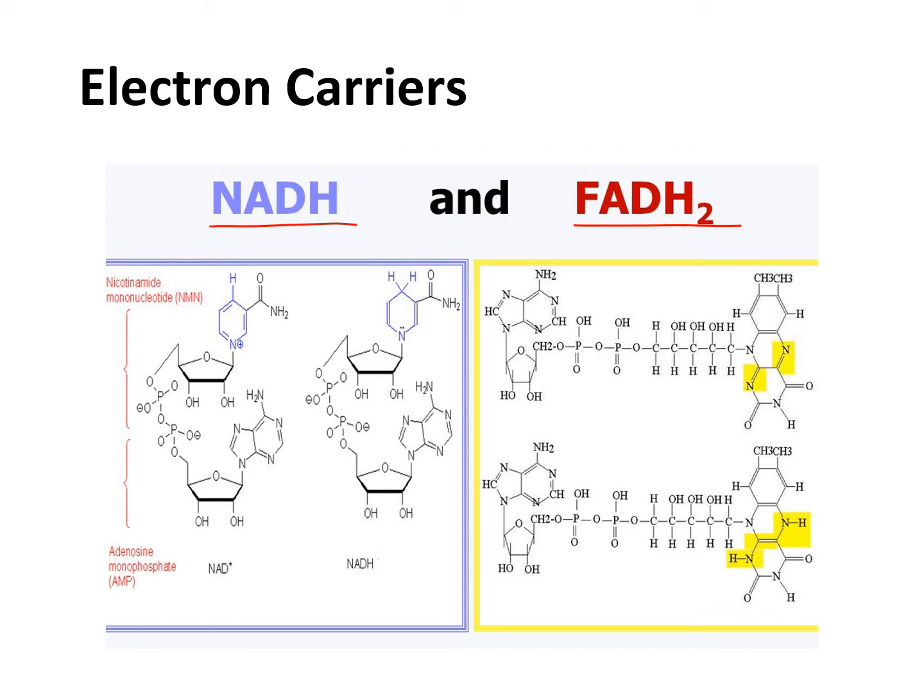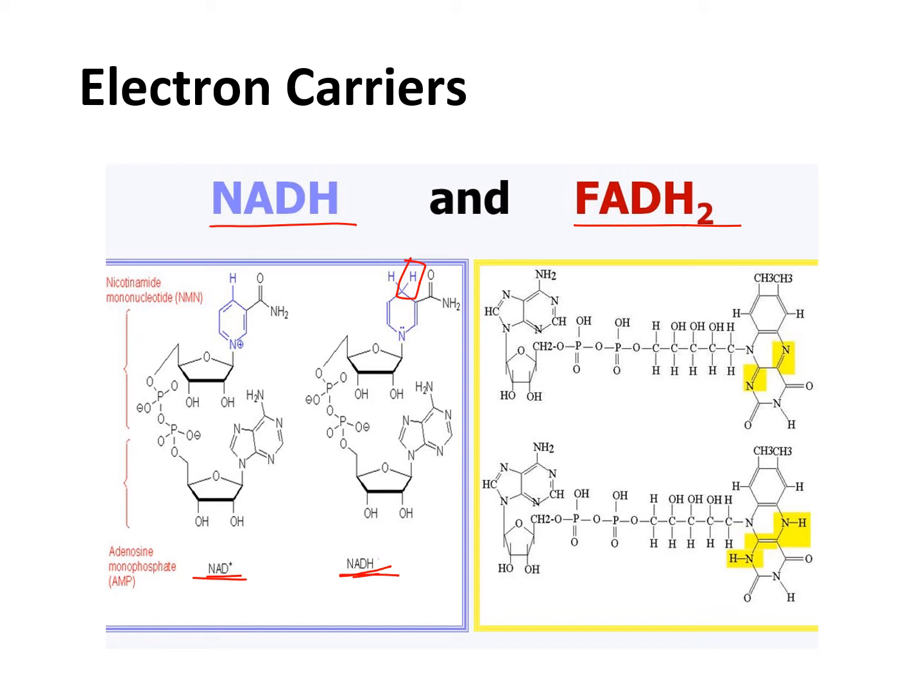So for the NADH, it starts out as NAD, and when a hydrogen is added to it, when it gains a hydrogen, gains an electron, gains energy, then it is converted into NADH. So NAD did not have a hydrogen. Now that NADH has a hydrogen, it is now reduced.